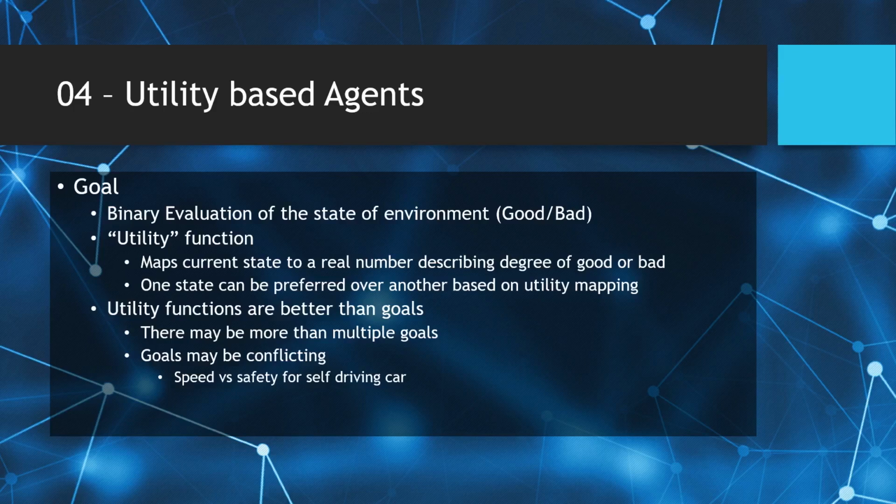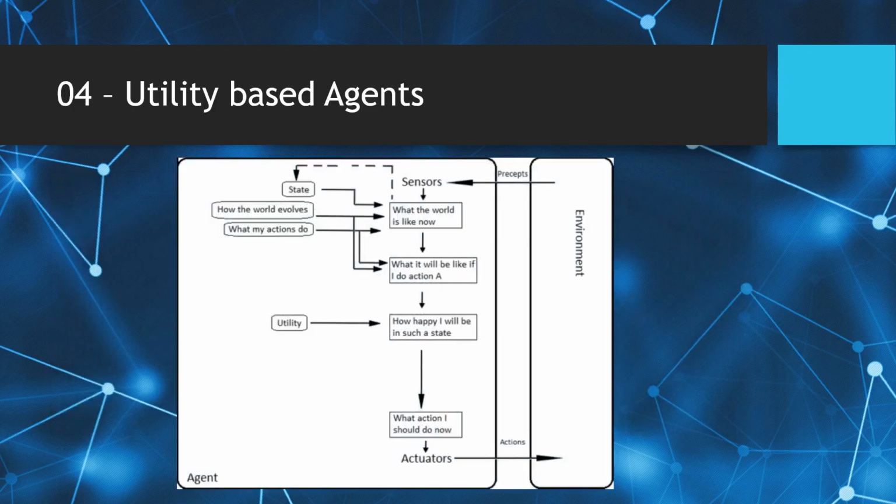So a utility-based agent uses a model of the world along with the utility function that measures its preference among the states of the world. Then it chooses the action that leads to the best expected utility, where expected utility is computed by averaging over all the possible outcome states.